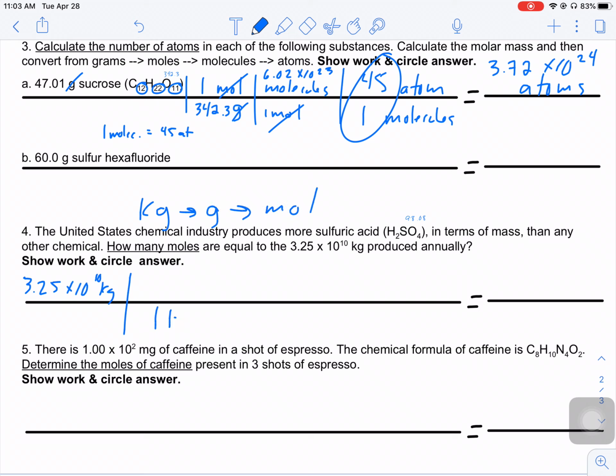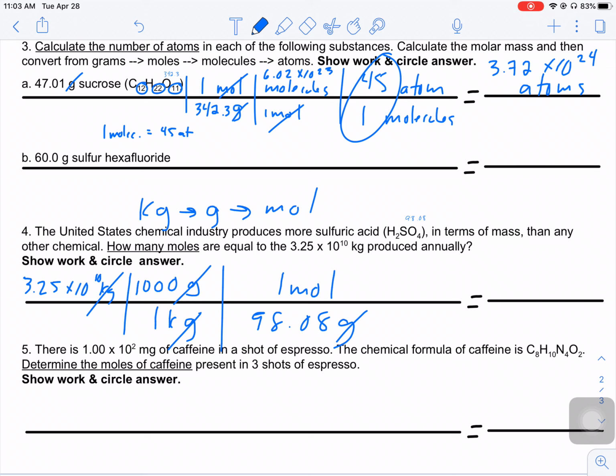So 1 kilogram is equal to 1,000 grams. And how do I know that? Well, because metric prefixes. So at this point, we can cancel out kilograms. And the molar mass of sulfuric acid is 2 times 1 for hydrogen, 1 times 32 for sulfur, and 4 times 16 for oxygen. And when I add those up, I get 98.08. So 1 mole of acid is equal to 98.08 grams. So grams cancel out, and I should be left with moles, okay?